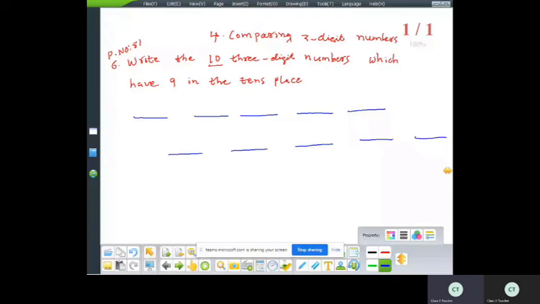3-digit number means ones, tens, hundreds. Ones, tens, hundreds. Please look at the place values. Ones, tens, hundreds.